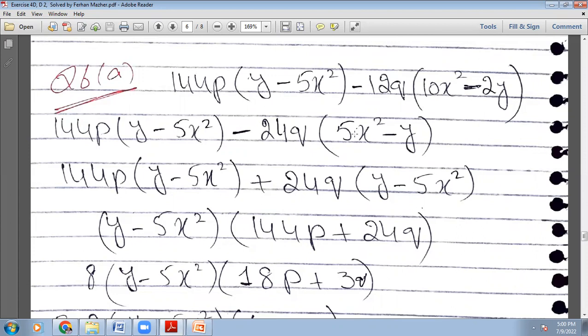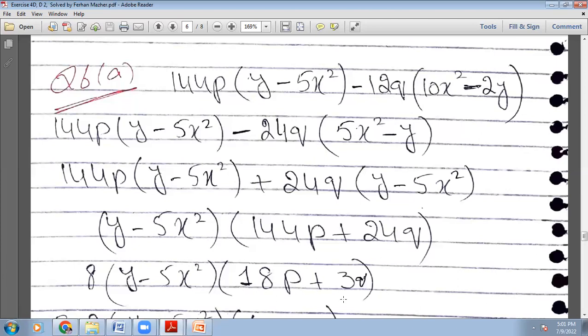Now look at them. There's a little difference between these two brackets. Take a negative out, this will become plus, and it will become y minus 5x squared. Now from this and this, you can take y minus 5x squared common. From here, you are left with 144p. From here, you are left with plus 24q. And 144 and 24, 8 can be taken as common. So you will have 8 bracket y minus 5x squared bracket 18p plus 3q bracket close.